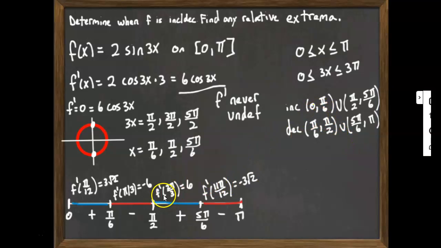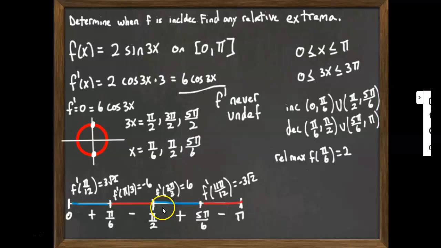And then we look and see that, hey, it's increasing here and then decreasing on the other side of pi over 6. So as long as the original function is defined at pi over 6, that's going to be a relative max. So we have a relative max at pi over 6. When we plug pi over 6 into the original function, we get 2. 2 times sine of 3 times pi over 6 will give us 2.